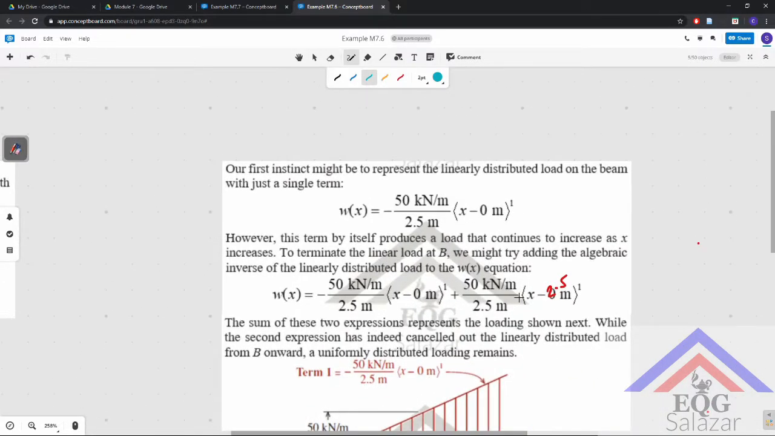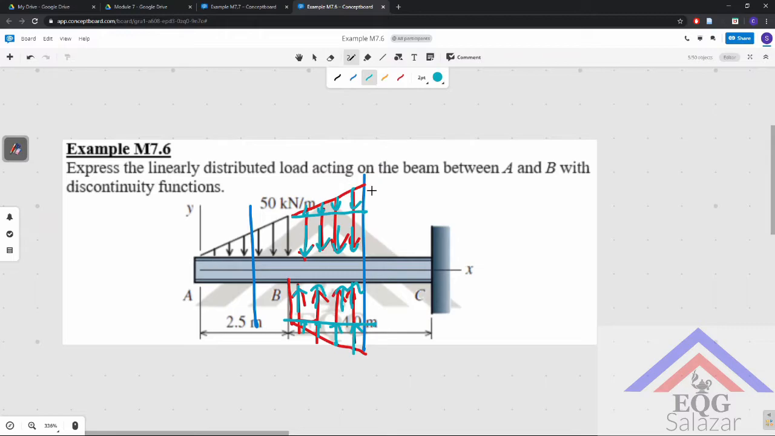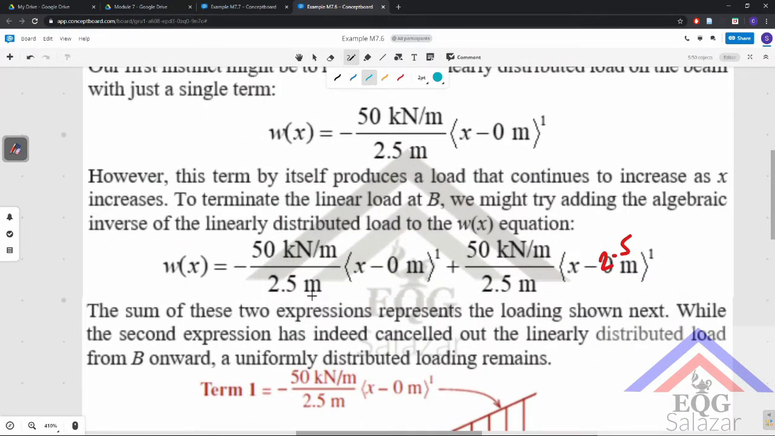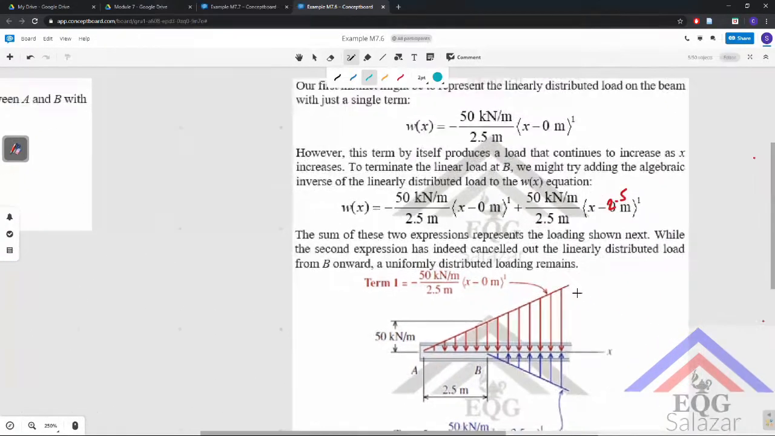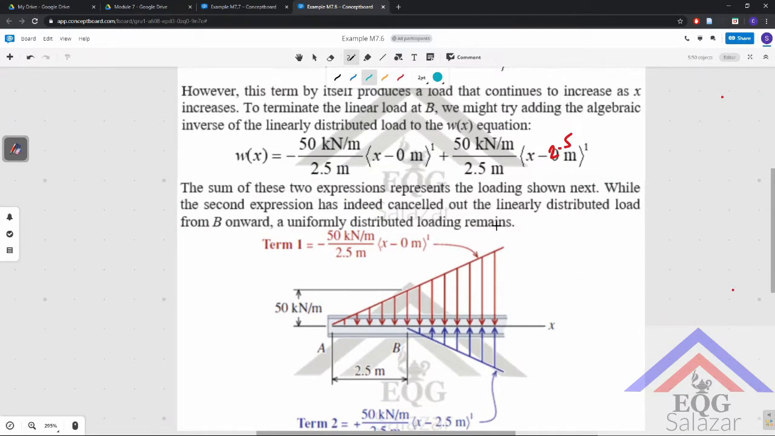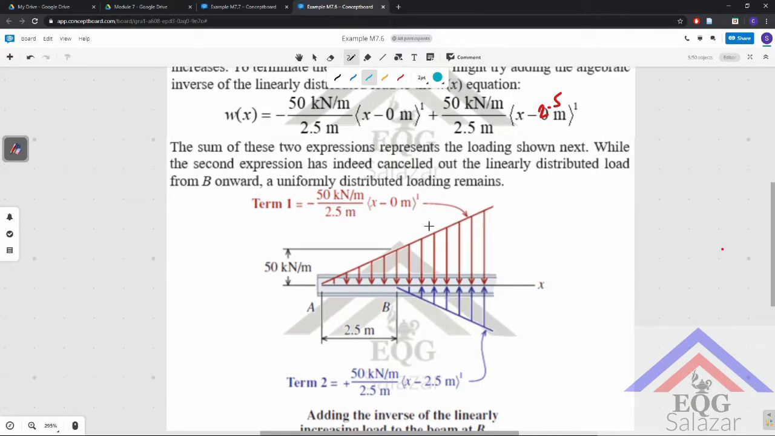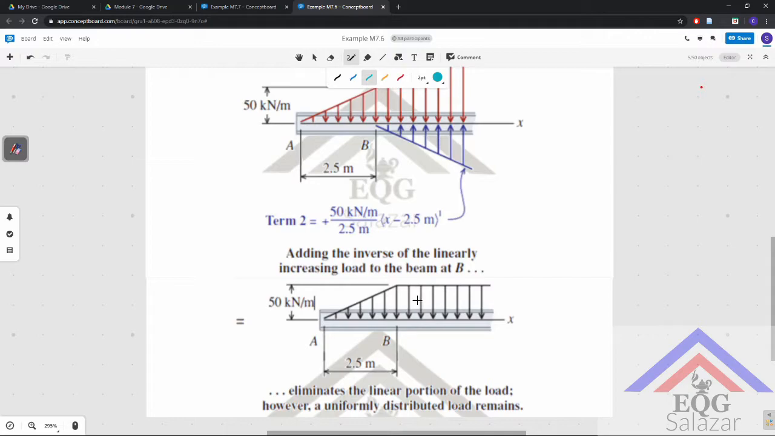All right, so you may be wondering why this is 50 over 2.5. Again, this represents the slope of the load diagram, so you can represent that in terms of 50 over 2.5. The sum of these two expressions represents the loading shown next. So we have here this term, the first term, and this is the second term. Now adding these two will result in a beam looking like this.